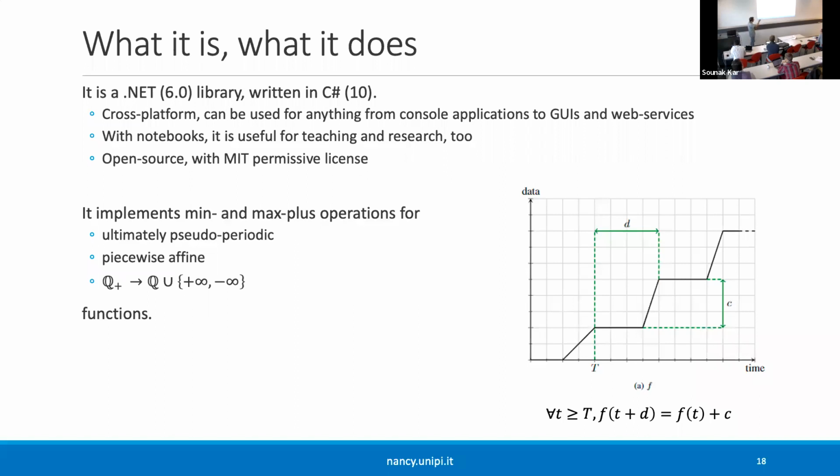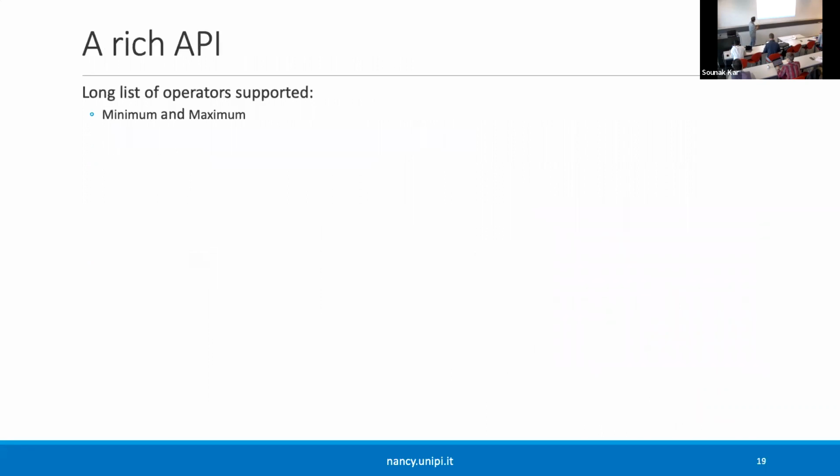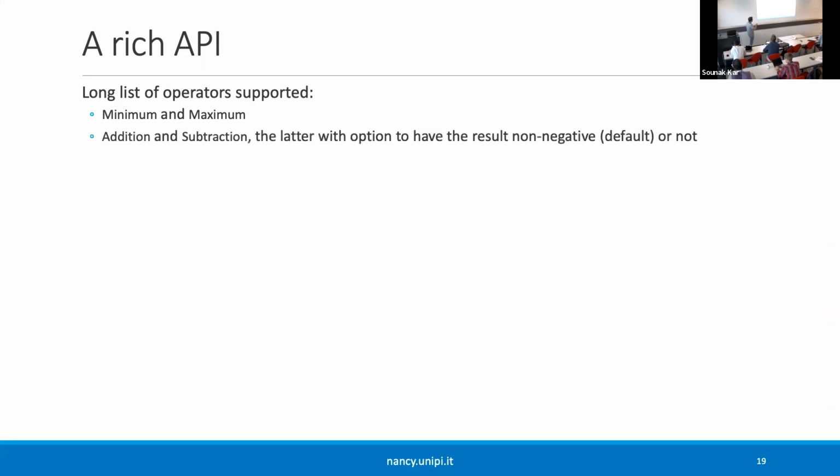In this case, the parameters and the periodic shape are such that the function is continuous, but both left continuous and right continuous functions can be represented this way. So the library does not get in your way from the perspective of modeling. And it also provides a rich API with the intention to allow you to get to work on your models with minimal additional work. So the list goes from minimum to maximum to addition and subtraction, convolution and deconvolution, both in the min plus and max plus sense.